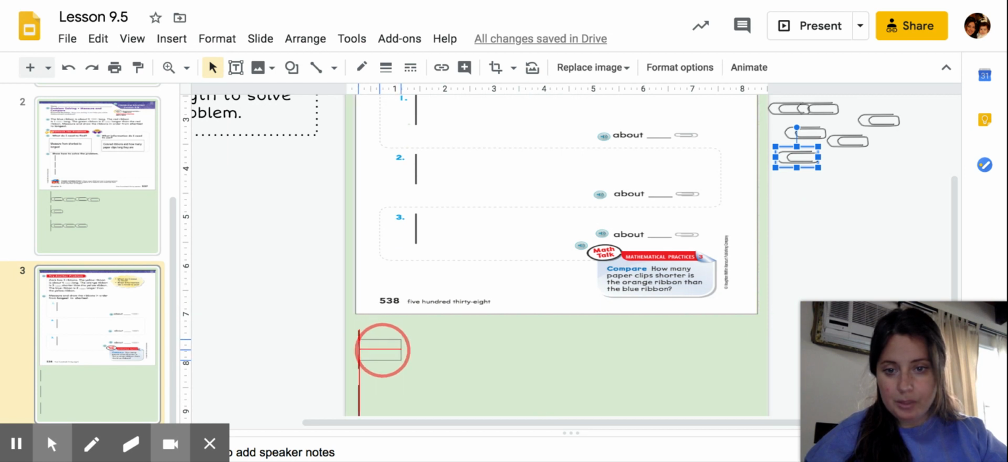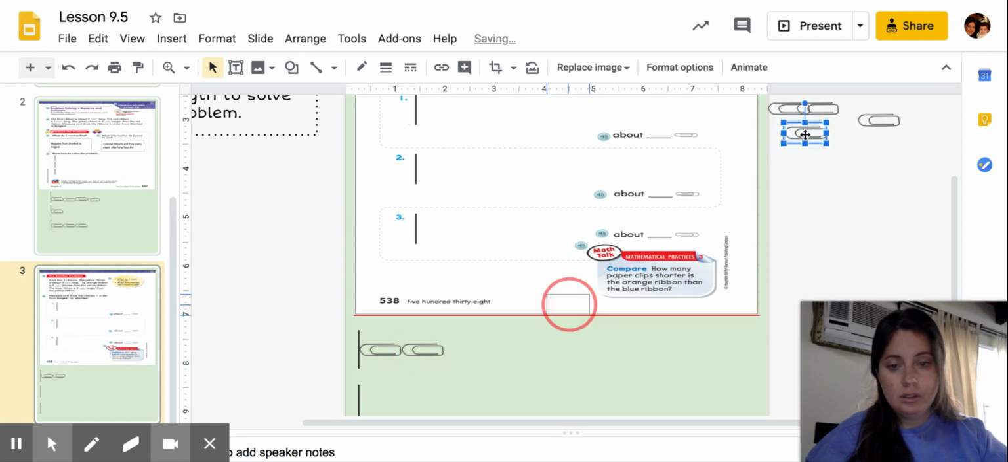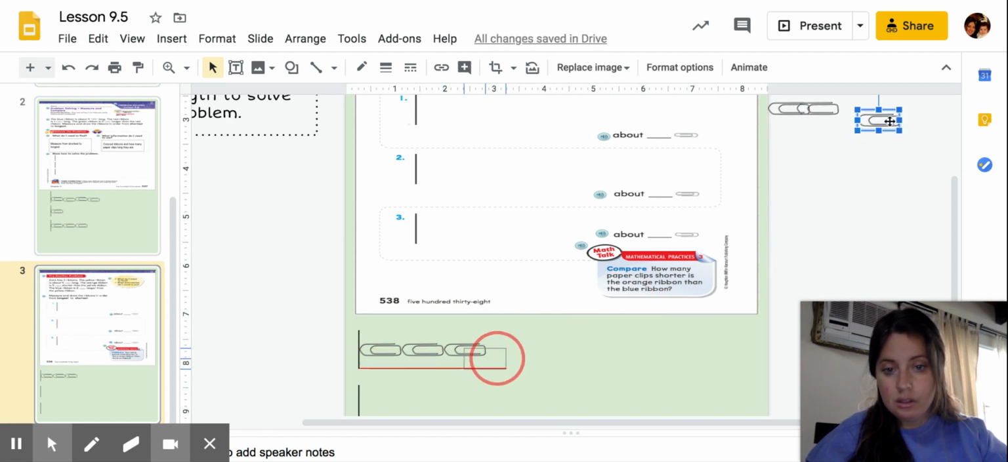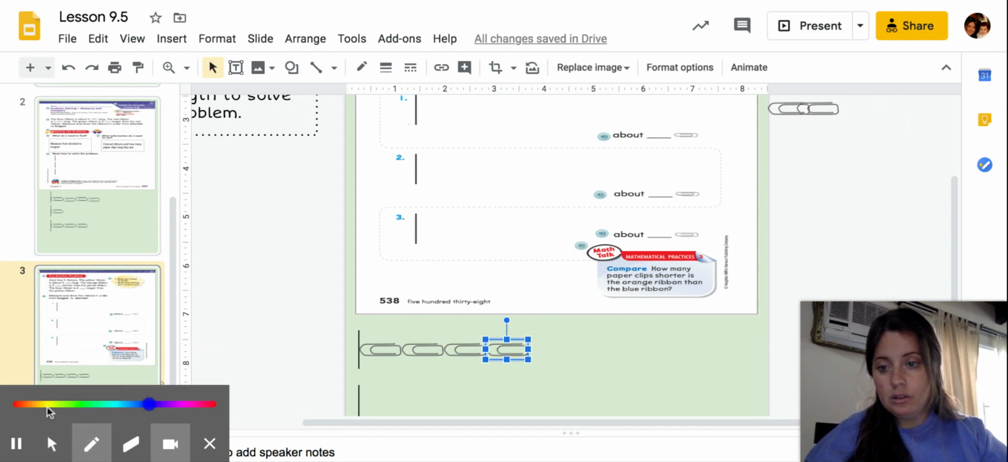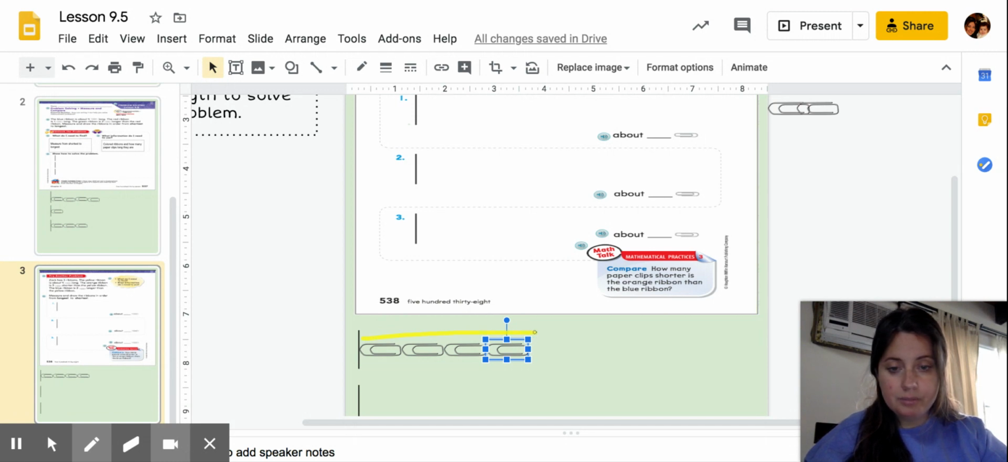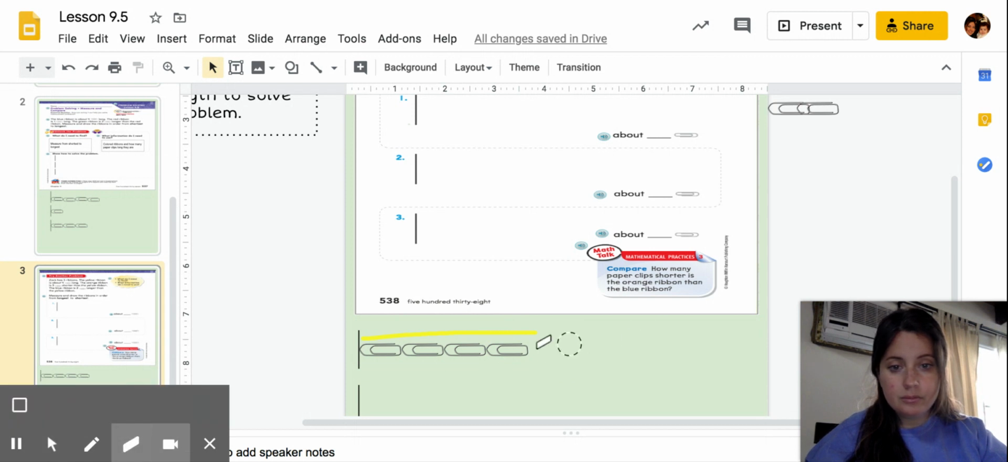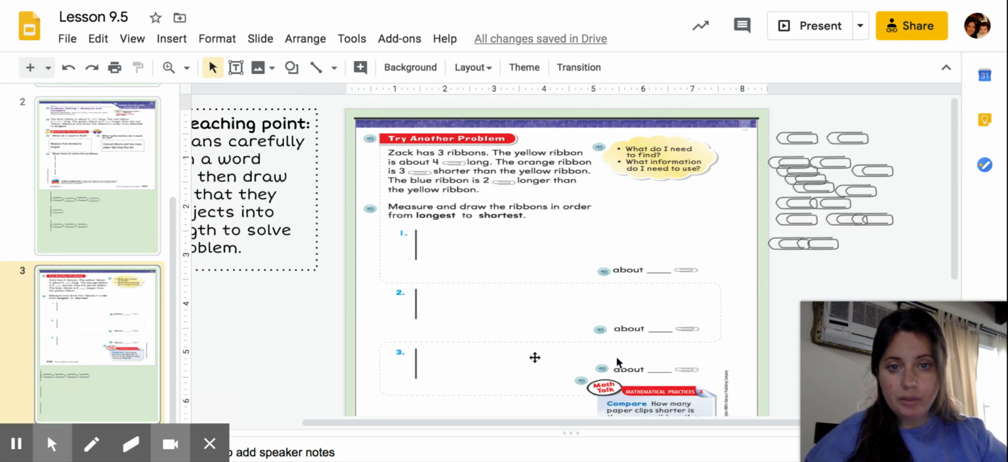4 paper clips long. 1, 2, 3, 4. All right, here's my yellow ribbon. Okay, so that's done. Let me read the next part.